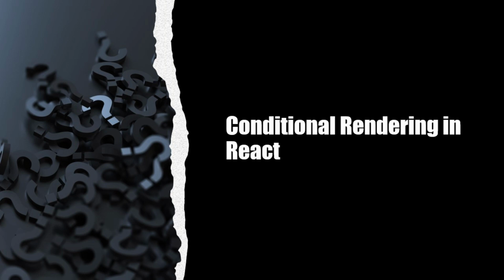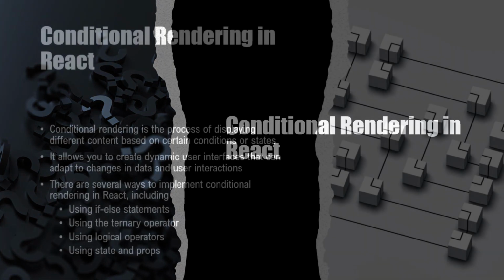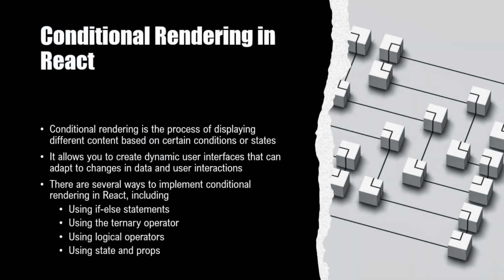Conditional rendering in React. Conditional rendering is the process of displaying different content based on certain conditions or states. It allows you to create dynamic user interfaces that can adapt to changes in data and user interactions.